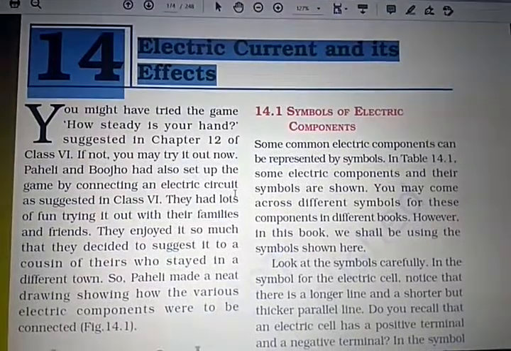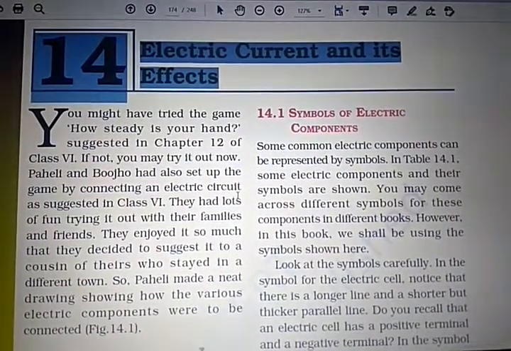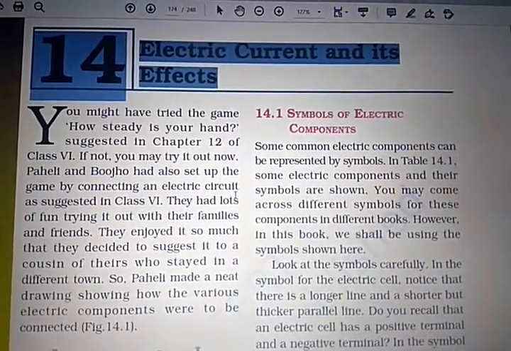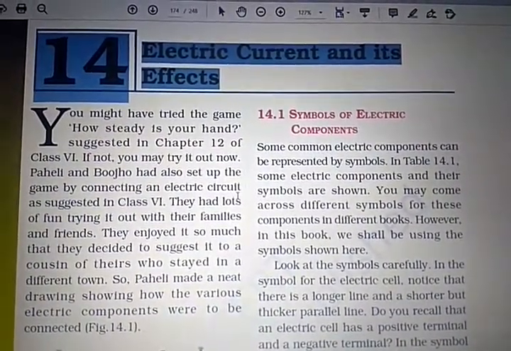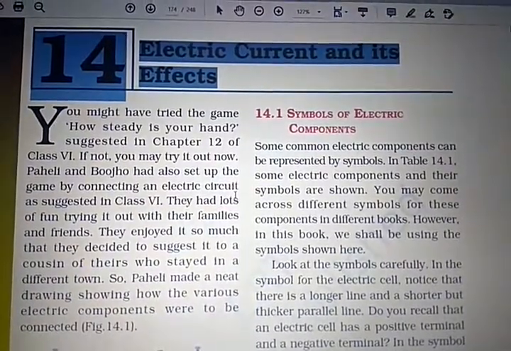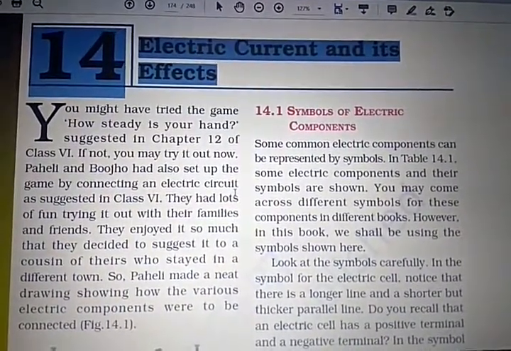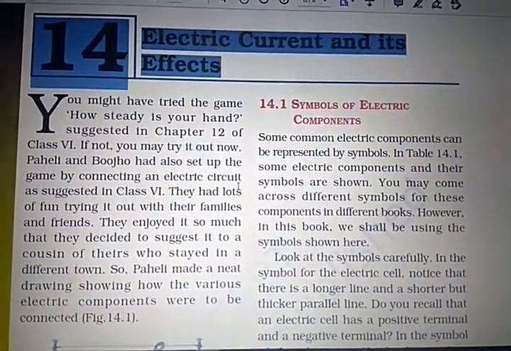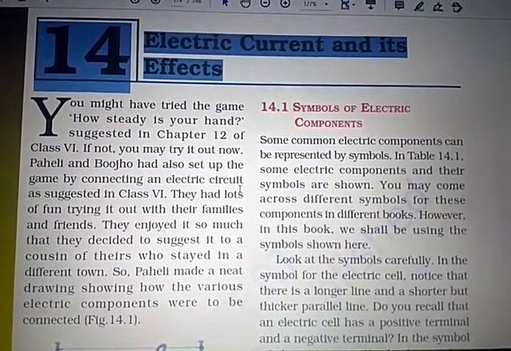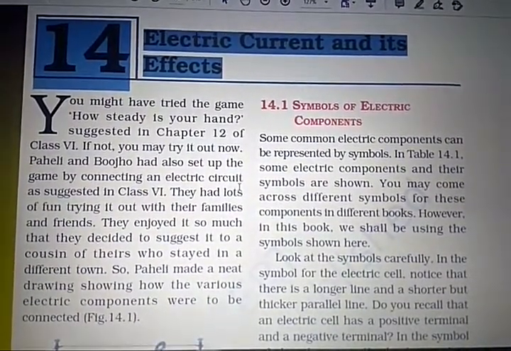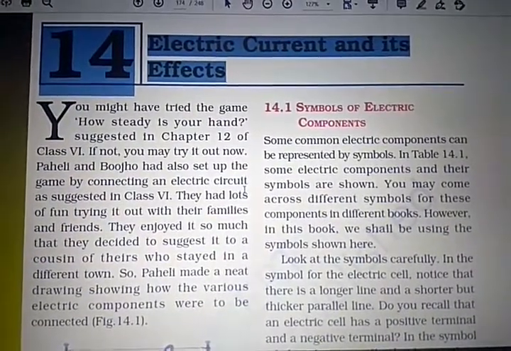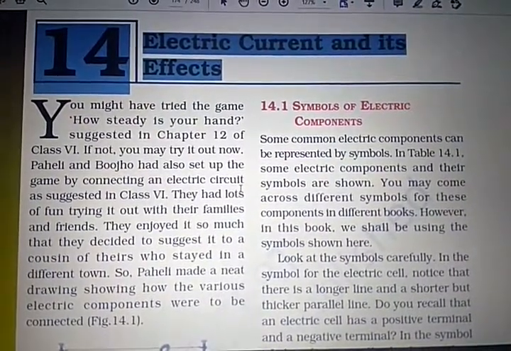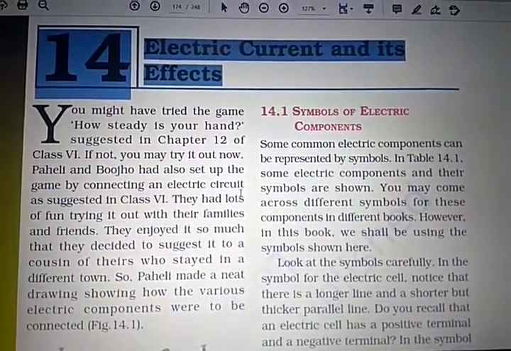Students, as you have seen in your previous standard, electric current and its circuits. Now, the chapter name is changed a little bit: electric current and its effects. You must know, I think in your previous standard you have prepared small circuits. In those small circuits, what are the different components required to prepare the circuit?